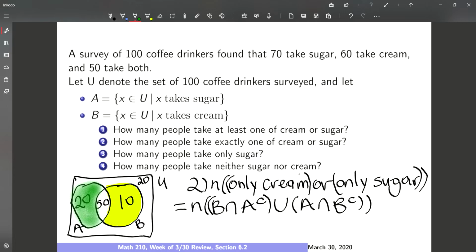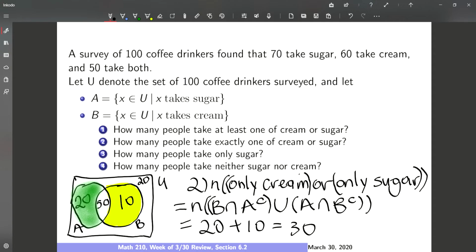So when we're thinking of only cream or only sugar, it will be one of those two cases, right? So the number of elements in those two parts, you would just take 20 plus 10, and that's it. So 20 plus 10 is equal to 30. So there are 30 people who only chose the one option of cream or sugar, and not both. Okay, so that answers question number 2.